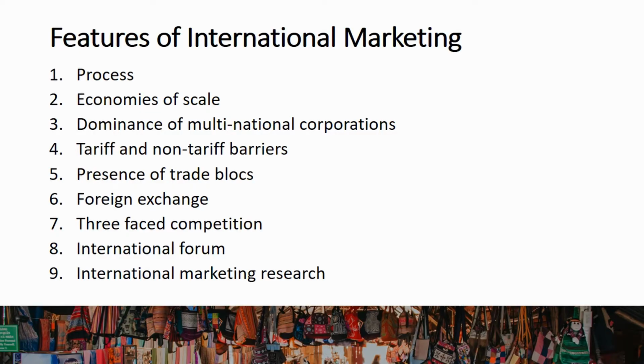The following are features of international marketing: process, economies of scale, dominance of multinational corporations, tariff and non-tariff barriers, presence of trade blocs, foreign exchange, three-phase competition, international forum, and international marketing research.